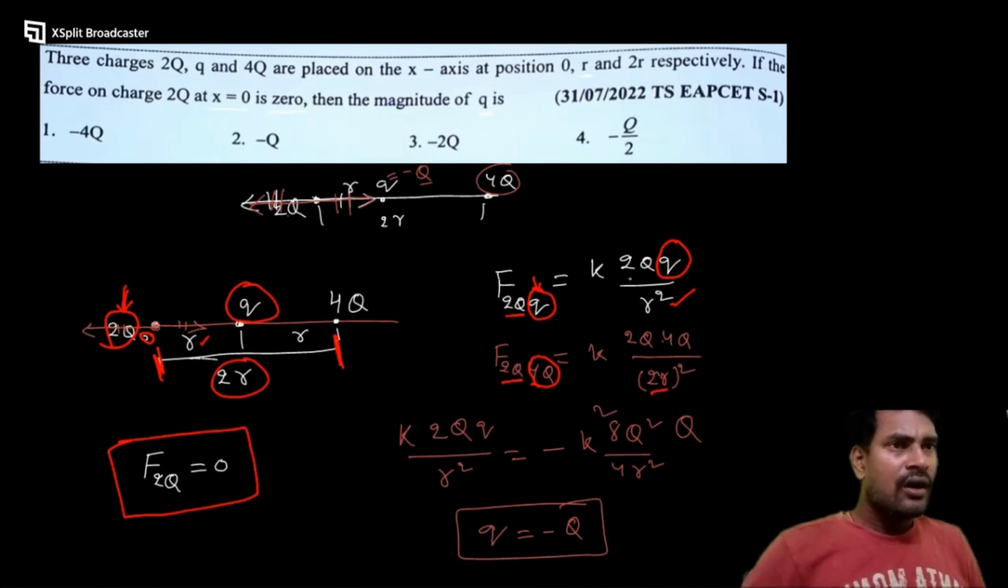So now I got 2 forces. The forces must be equal and opposite, then only the net force will become 0. That's why I have taken F2q small q is equal to minus F2q 4q. So if you see here, this k will cancel, this r square will cancel, and this 2 will cancel. We are left with small q is equal to minus q.